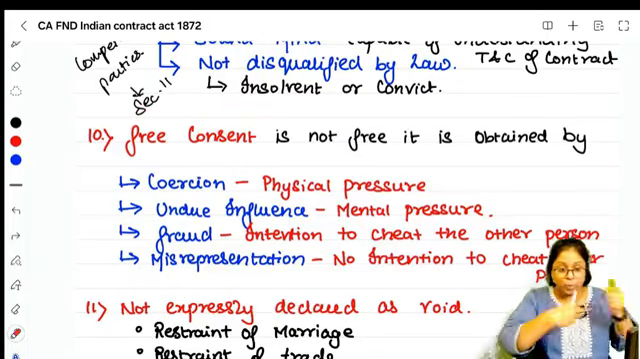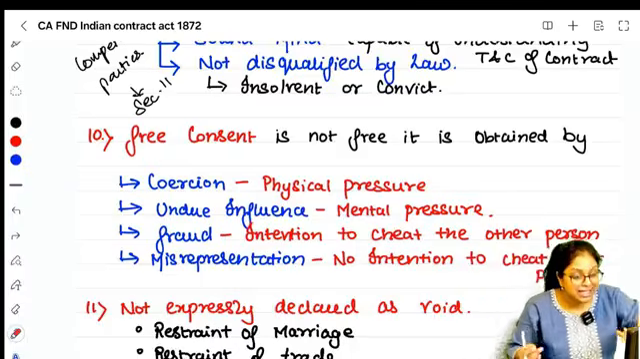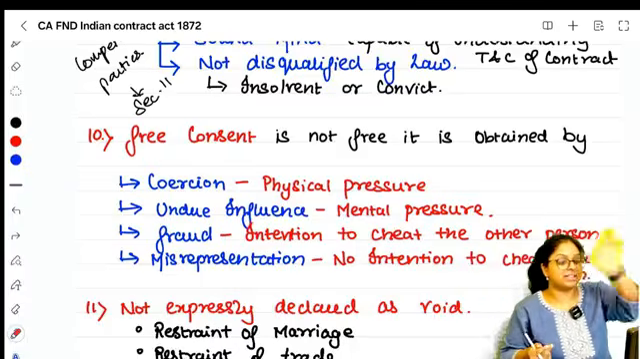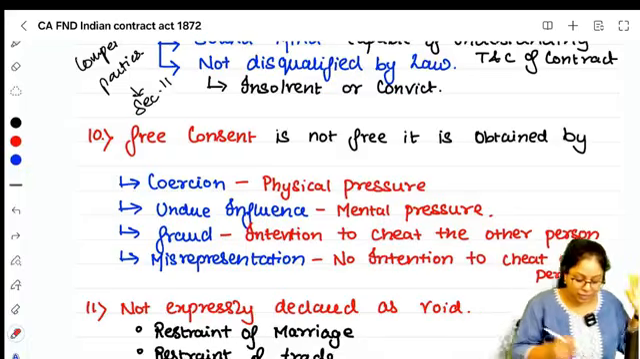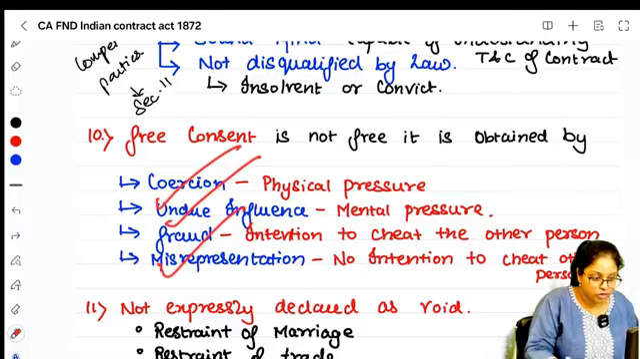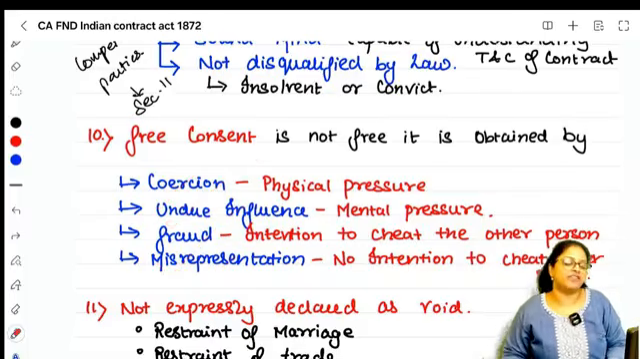Consent is 13. Two people agreeing to the same thing in the same sense. That is section 13. But consent is not sufficient. We need free consent. That is section 14. Free consent is when consent is not obtained by coercion, undue influence, fraud, misrepresentation, mistake. We tell consent is free.